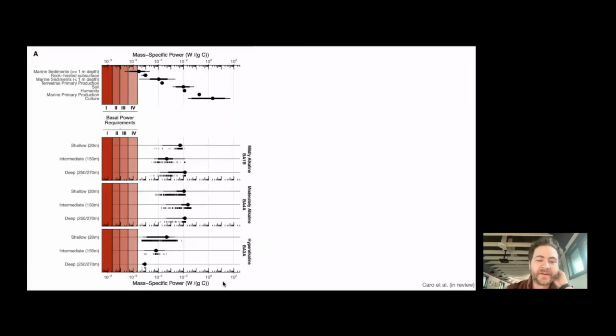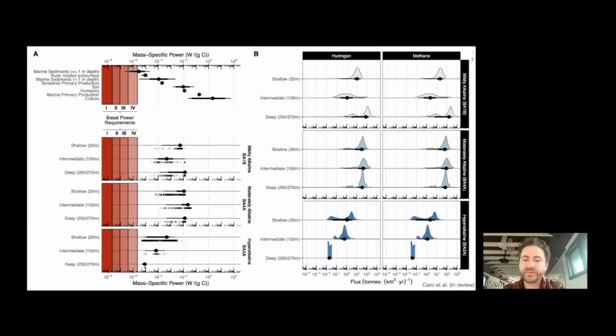that have been studied prior. And so once we take these mass-specific power estimates and we propagate them to the flux of metabolite that would be required to support those mass-specific powers, we see that both for hydrogen, which is shown here in the left panels, and the production of methane, shown here in the right panels, these fluxes can be substantial. And so we're looking at flux of hydrogen or methane in tons per cubic kilometer per year. And these numbers might not mean anything to you intuitively, but these fluxes are of a similar order of magnitude to what can be measured at the surface via gas monitoring of methane and hydrogen.